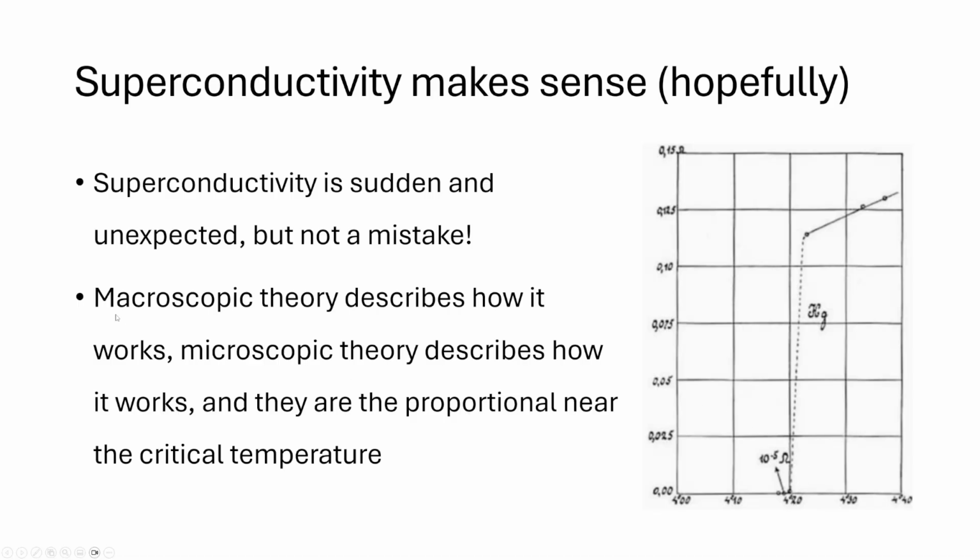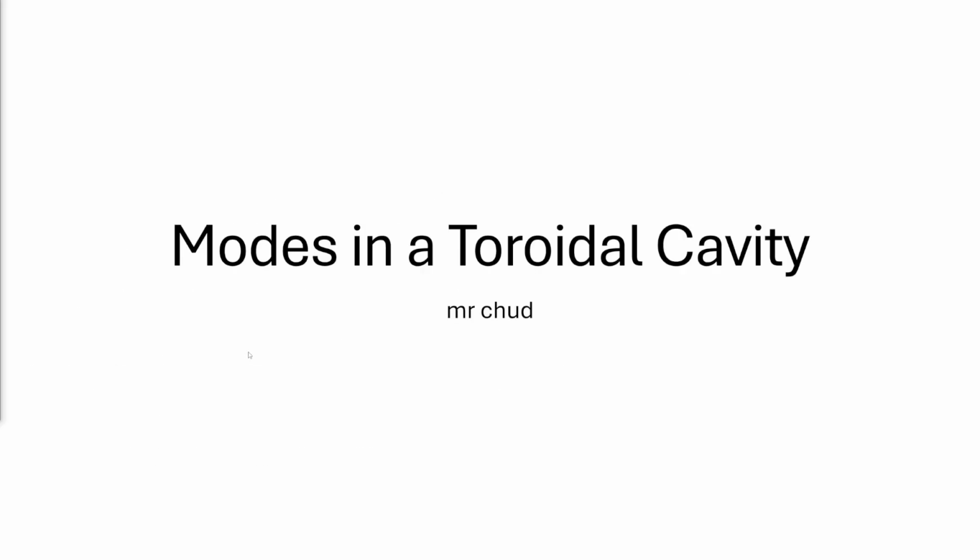But we know that since macroscopic theory describes how it works, microscopic theory describes how it works, and that they're proportional near the critical temperature, which is to say at the critical temperature, they look the same, they act the same. It's so cool. Superconductivity, it's cool, it works. Physics is cool. It works. Okay, that's the end of my presentation. I thought it would be interesting to sort of study these two approaches, and so that's what I did. Cool. Done.